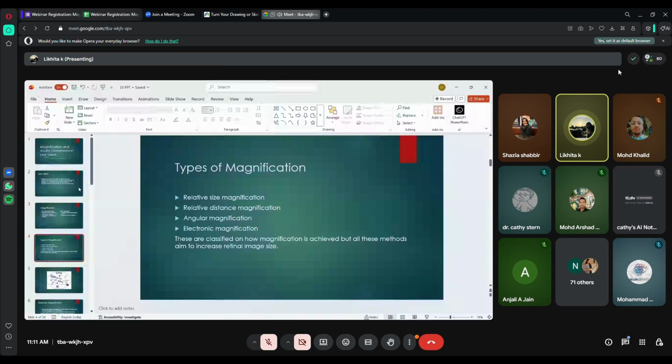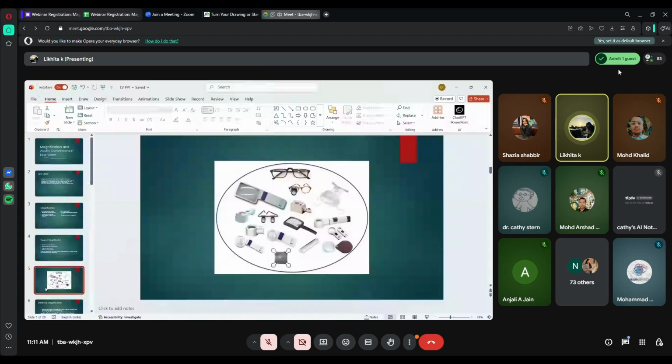Today we are not going to talk about the types and how to prescribe magnification, or what the types of magnifiers are, but we are focusing mainly on distance magnification and near magnification, which are helpful in LV patients on a daily life basis. And these are a few different types of magnifiers which are useful for distance and near.